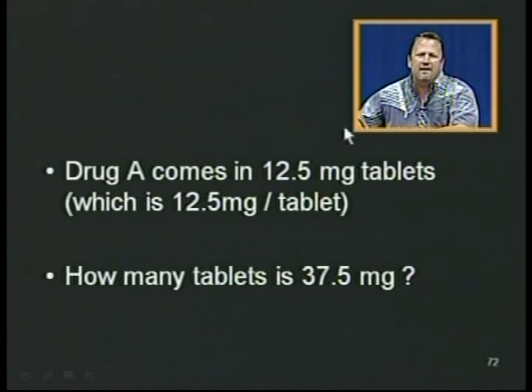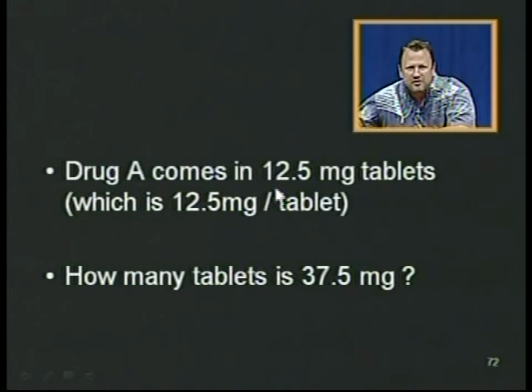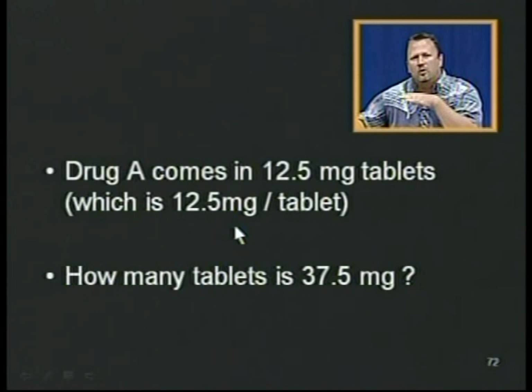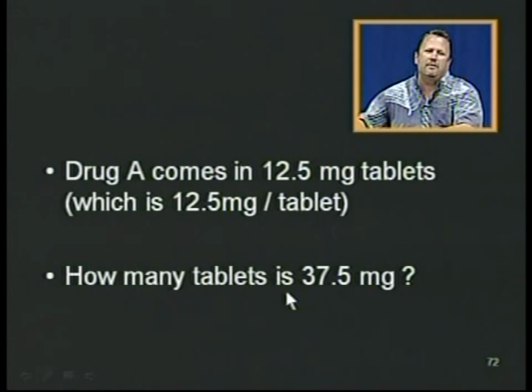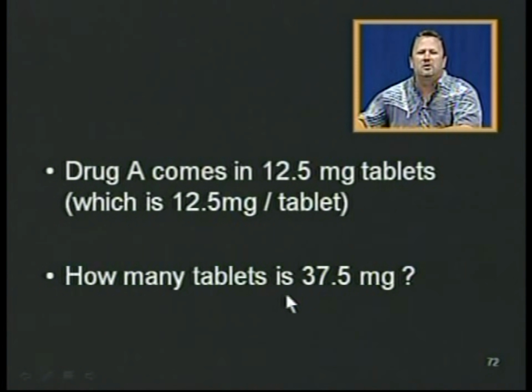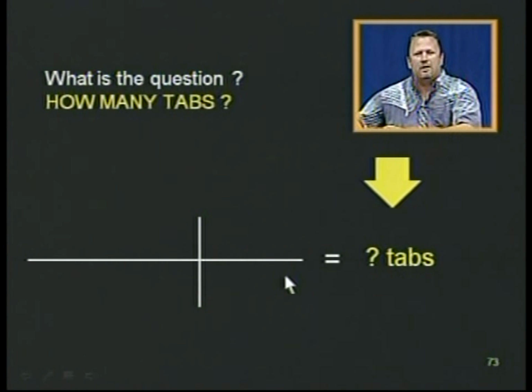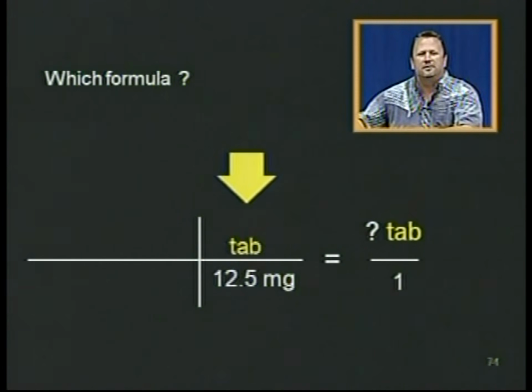By the way, never, ever, ever write your fractions like this with that slash we have on the keyboard. We do that with the keyboard because it's very easy. Write your fractions the way I do with a horizontal line, and do that each and every time. It'll make it easier for you to do your calculations. So how many tablets is 37.5 milligrams? How many tablets is the question, so how many tablets is the answer?